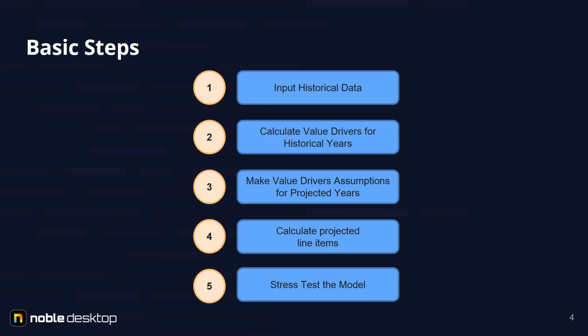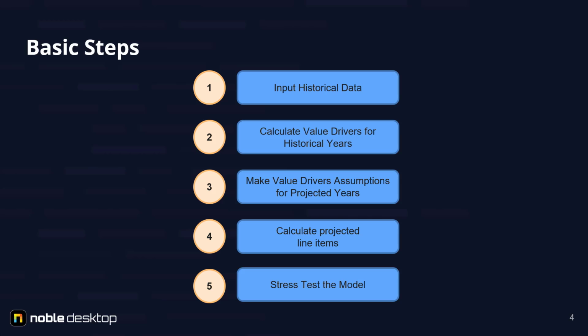Let's talk about the basic steps when building a financial model. First, you need to input historical data. Usually you would take the financial statements of the company, 10-K and 10-Q for that, and just take the historical data and input it in your financial model on an Excel spreadsheet.